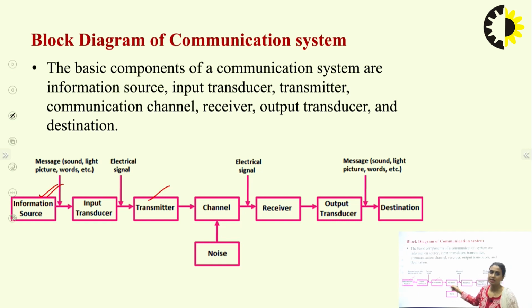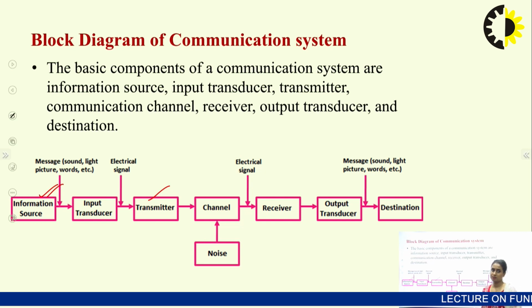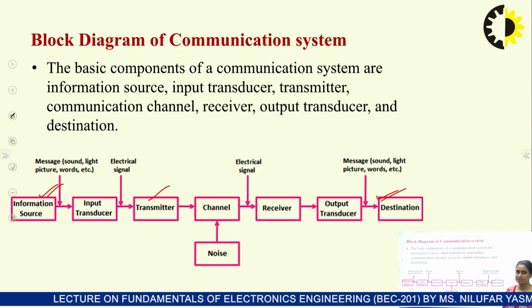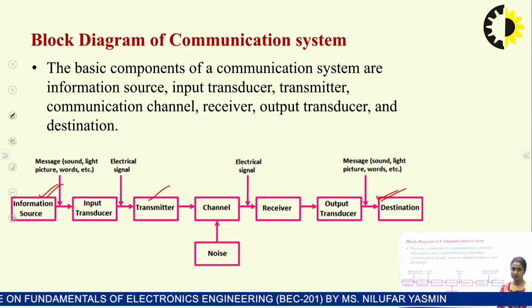In the channel, noise gets added. When it has traveled the long distance, it reaches the receiver. If the input transducer has converted my signal into an electrical signal, up till here I have an electrical signal only. Then the output transducer will convert my electrical signal back into the actual format in which my message was. That could be my picture, text, video, or some audio. Then it reaches the desired destination, right? Hope we get it now. Let us understand each block in detail.